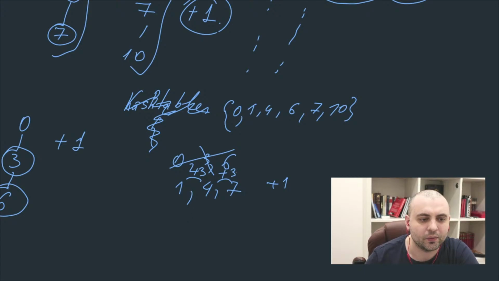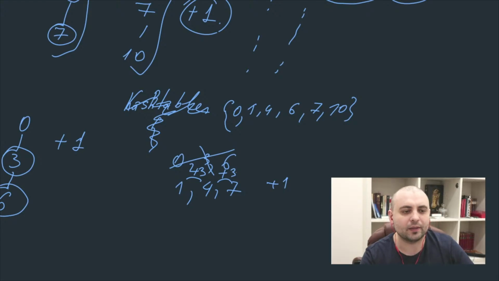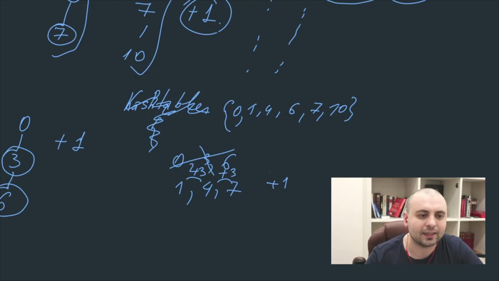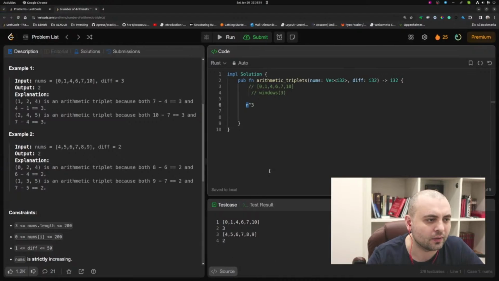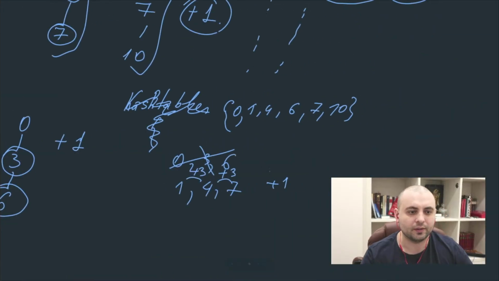But here it's a trick though. Is 4, 7, 10 considered a triplet? Let me check. 4, 7, 10. Yeah, actually it is a triplet. So yeah, everything's good. So yeah, I've got the algorithm.